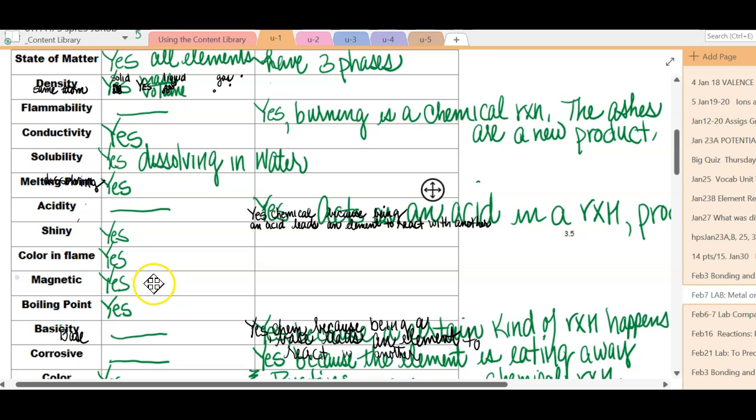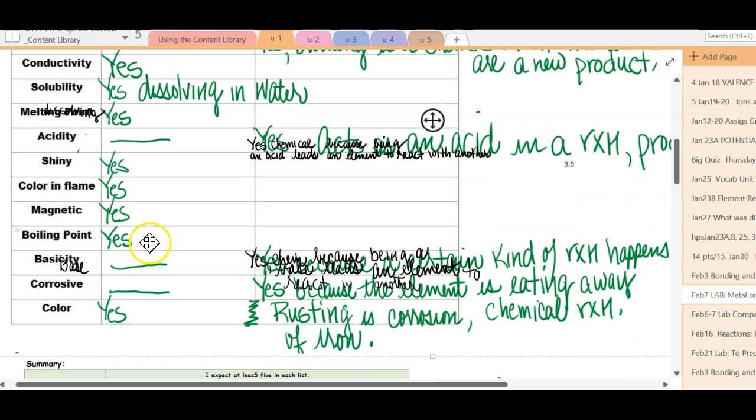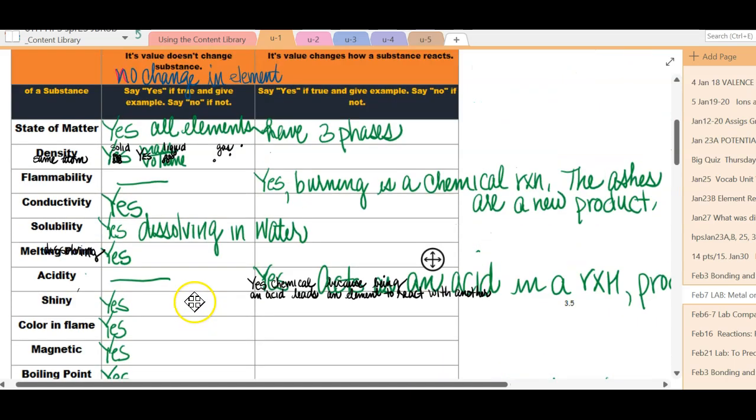It doesn't require iron to be combined with something else. Boiling point, it's the same substance when it boils, because it's going from a liquid to a gas. All right, and the color of the compound, shininess, etc. These are all physical properties. Now, chemical properties are really quite different because you do get something different.